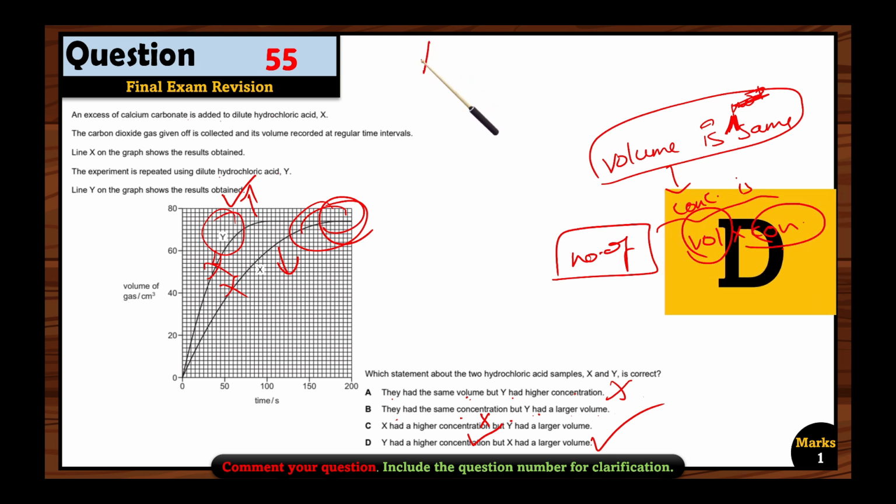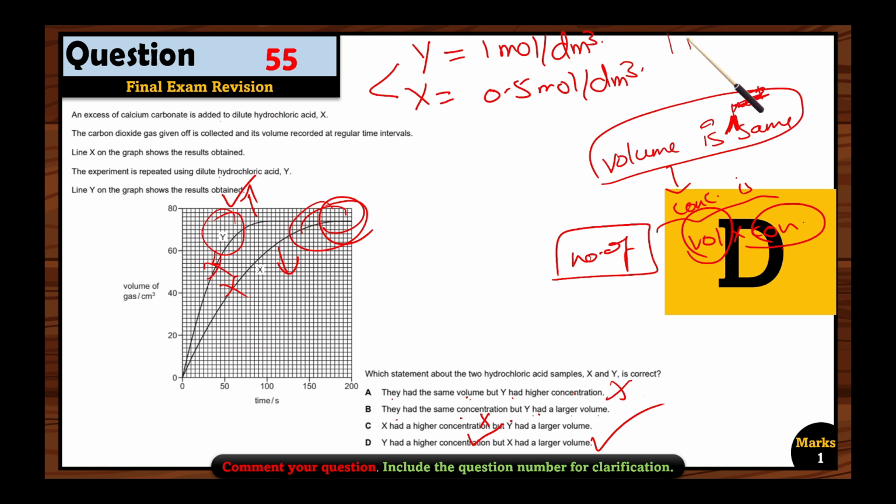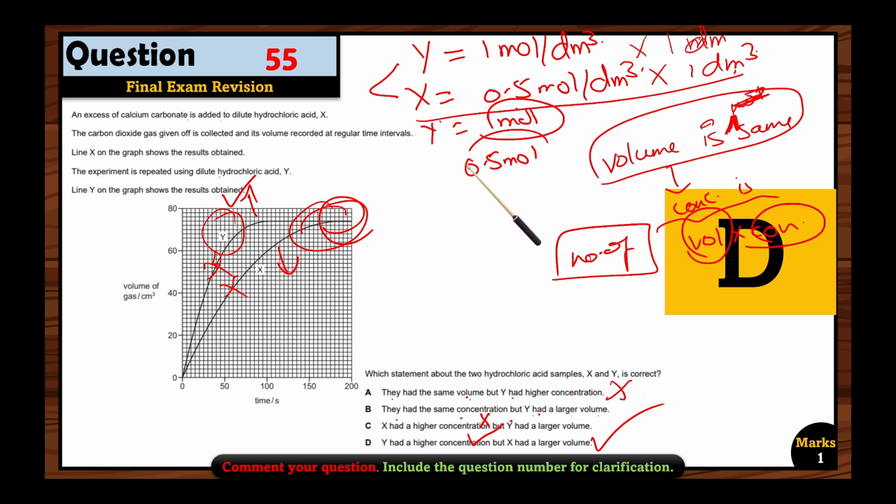If Y has, for example, 1 mole dm cube of concentration, and X, of course, has a smaller one, 0.5 mole dm cube. If they have the same volume, that is 1 dm cube, then what will be the moles? For X, the moles will be concentration into volume, so 0.5 moles. Y moles will be 1 mole. So if the mole number is different, how can they give you the same volume of a gas? That's why option D is the right option.